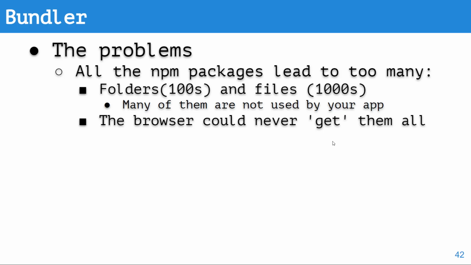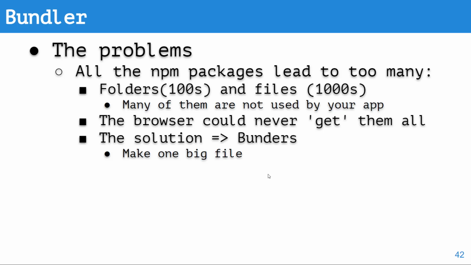So the browser could never get them all. It could never request 1,000 files and actually receive them all. Your app would take forever for them to come across, right? It's just not going to work. So the solution is a bundler, right? If it's a bad bundler, it'll just take all those 1,000 files and turn it into one file. And then the browser has a hope of requesting one file, but it can't request 1,000.